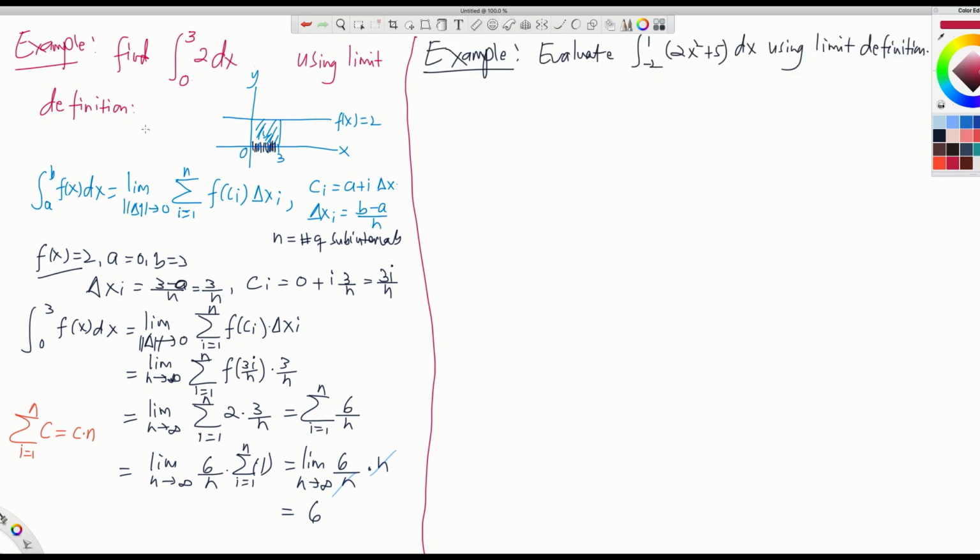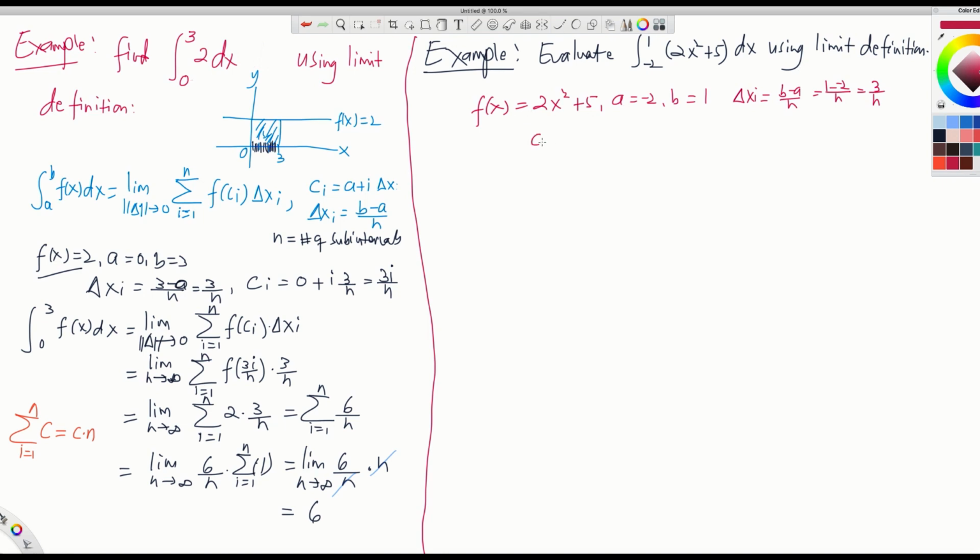First of all, let us write down what is a, what is b, what is f(x). f(x) is this function 2x squared plus 5. What is a? A is negative 2. What is b? B is positive 1. So what is delta xi then? Delta xi will become (b minus a) over n. That is 1 minus negative 2, divided by n, which is 3 over n. We got 3 over n again, but you may get a different number in a different problem. You don't have to get 3 over n all the time, okay?